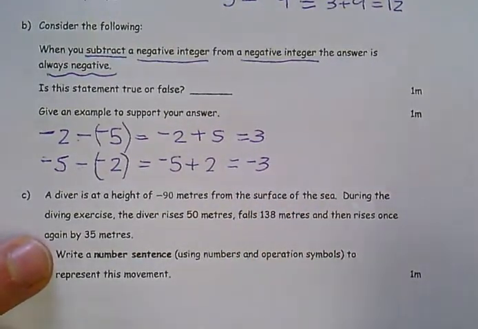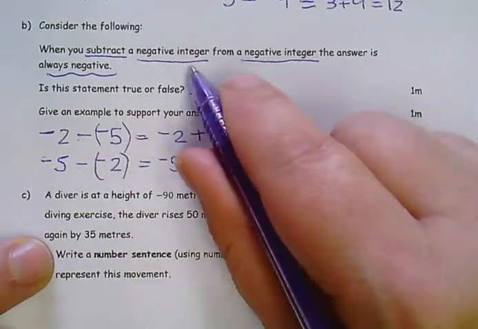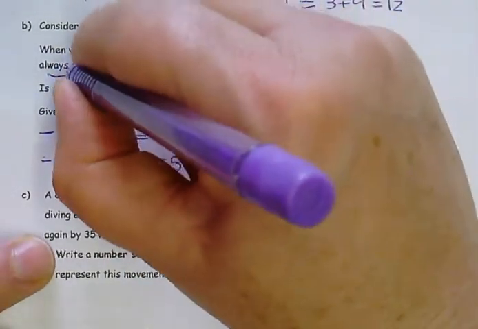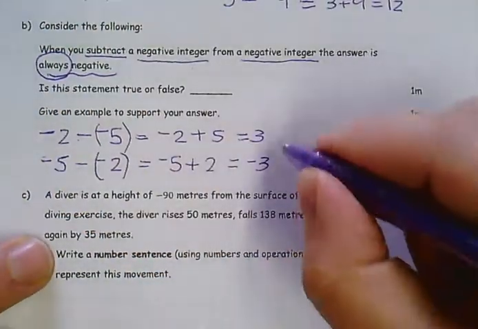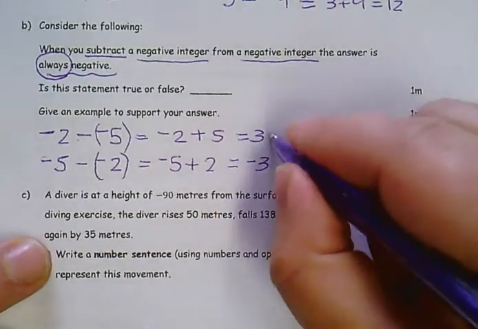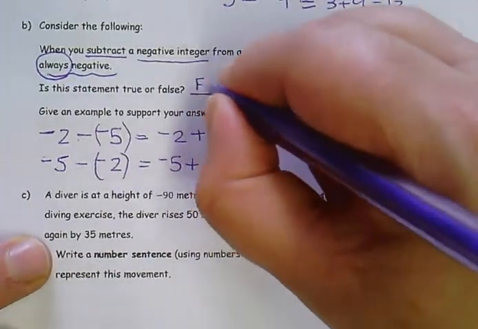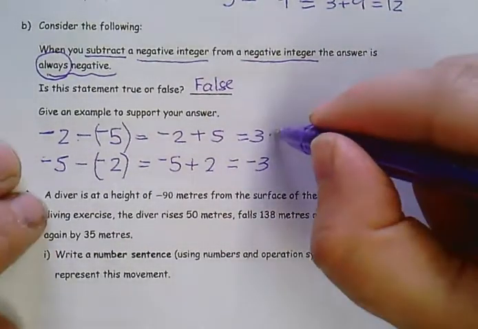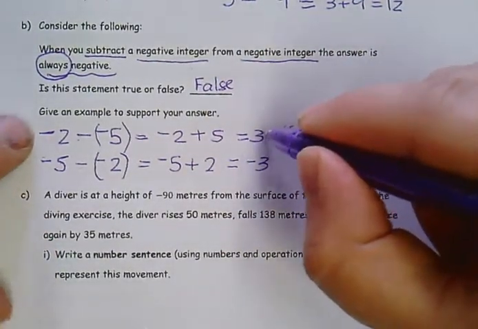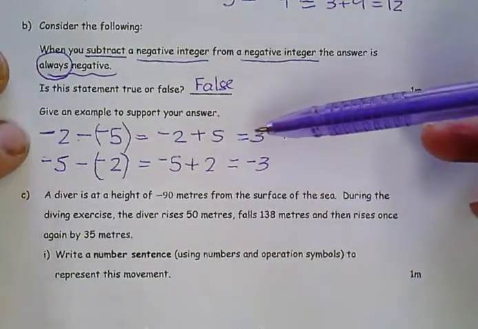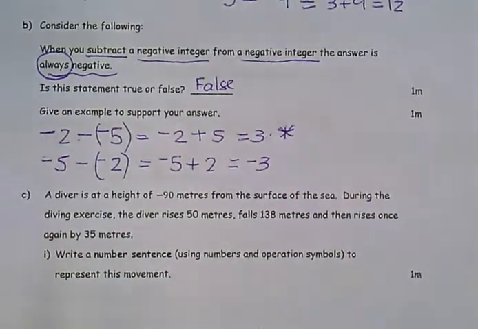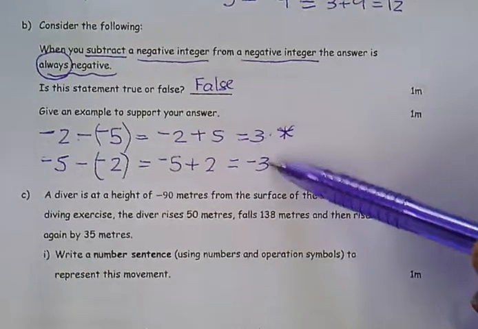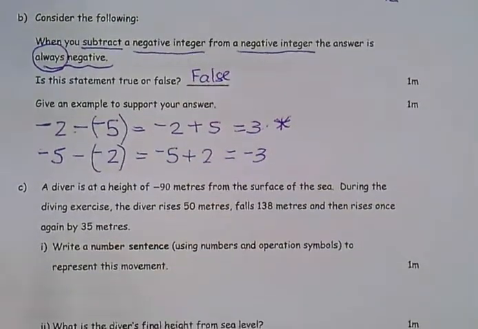But the question says, when you subtract a negative integer from a negative integer, the answer is always negative. Well, it's not always negative. Sometimes it's positive, sometimes the answer is negative, so the answer is false, okay? You would have to show this first one to show that you sometimes get a positive answer. But we can see sometimes you get a positive answer, sometimes you get a negative answer.